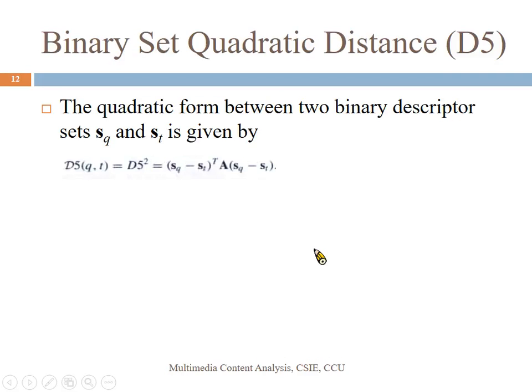And we can also calculate the quadratic distance based on a binary set. So here, the definition of the binary set quadratic distance, D5, is just like this: SQ minus ST transpose, multiplied by the matrix A, and then multiplied by SQ minus ST.